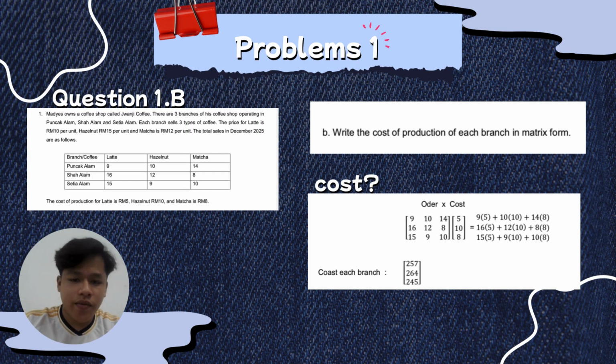Next, question 1b. B, write the cost of production of each branch in matrix form. So we know the order in matrix form, right? So we need to search cost in matrix form. The cost of production for latte is 5 ringgit, hazelnut 10 ringgit, and matcha 8 ringgit. So we use matrix multiplication, order multiply cost, and we get cost of each branch. For column 1, 257, column 2, 264, column 3, 245.